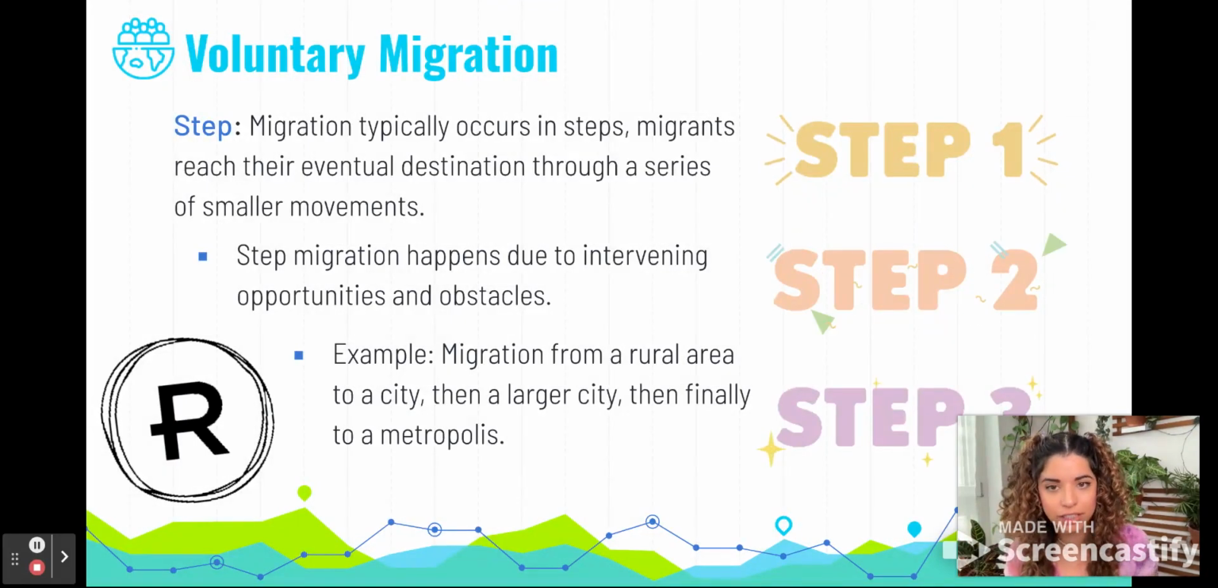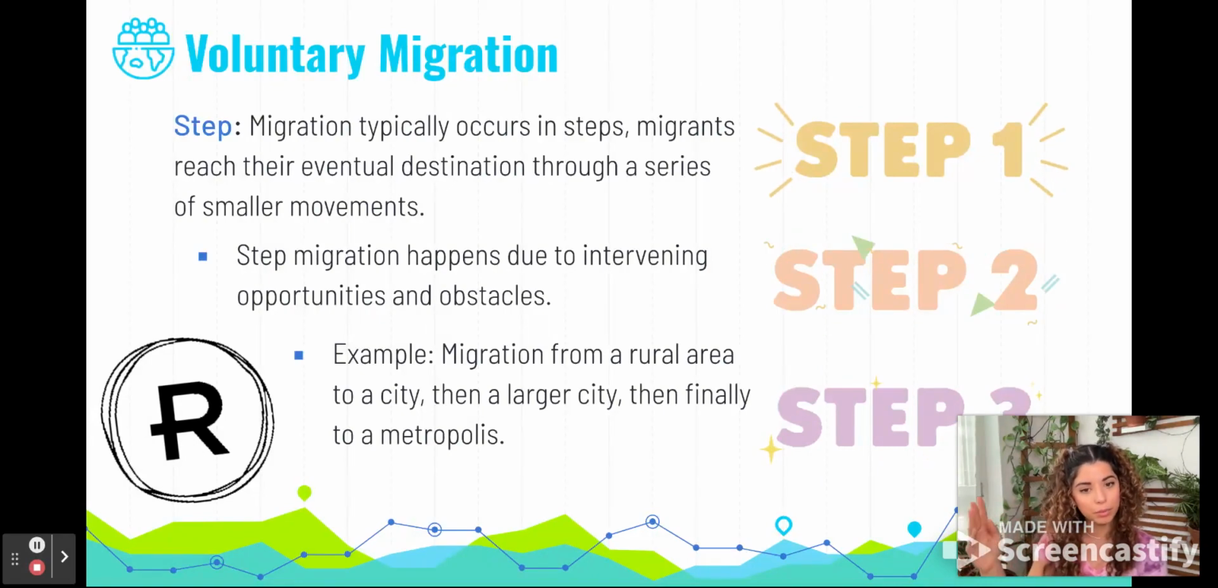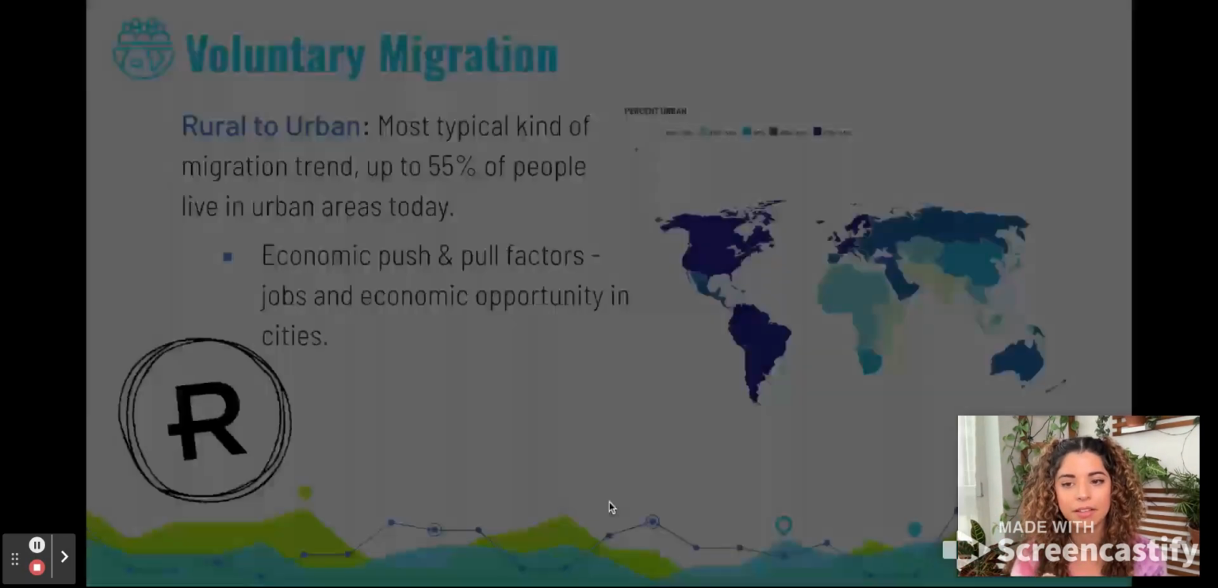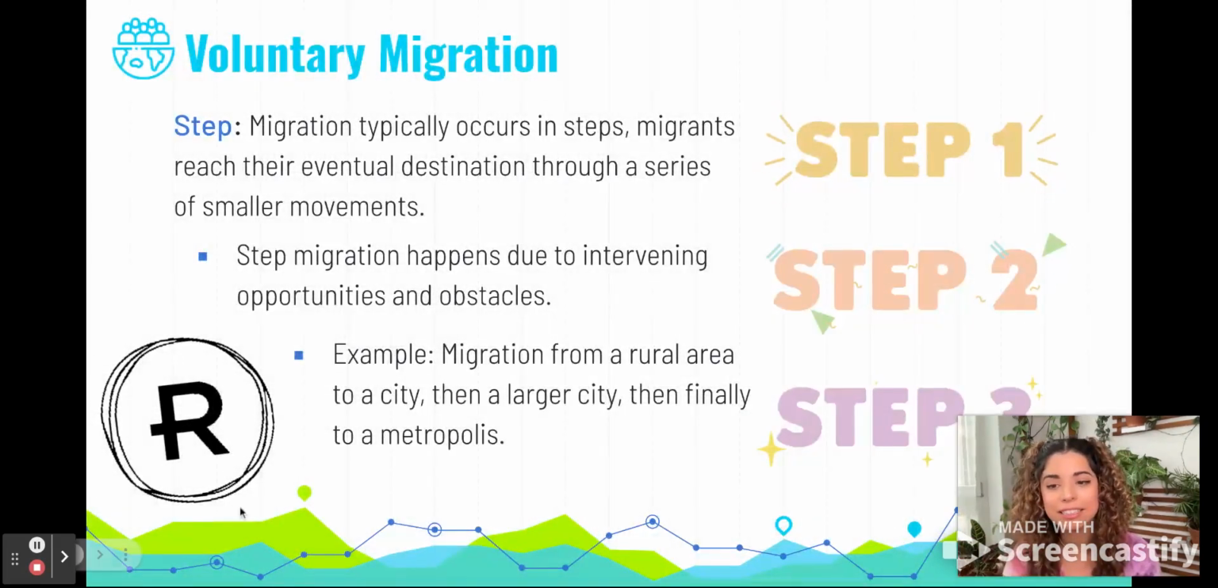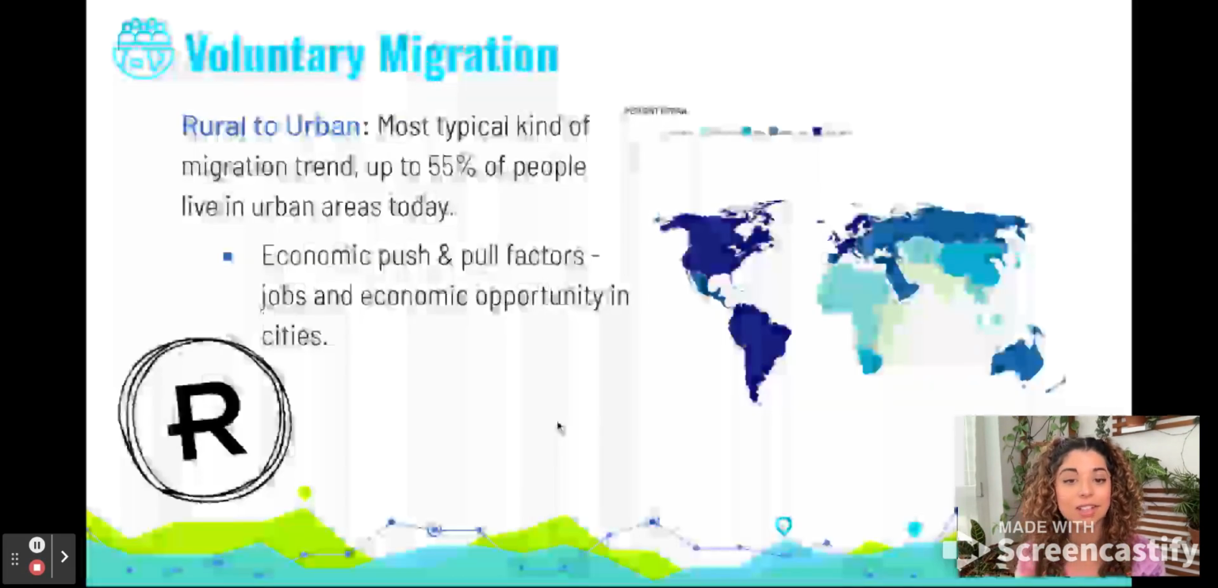Then step migration. A lot of migration does occur in steps before reaching the final destination, especially because there might be intervening opportunities or intervening obstacles. So that can set people back, or it can just delay them. One example is a rural area to a city, and then a larger city, and then a big metropolis. So if somebody goes from a farm to a town to a city to a metropolis, then we see that progression over time. And again, sorry, I forgot to mention, this is one of Ernst Ravenstein's laws of migration.